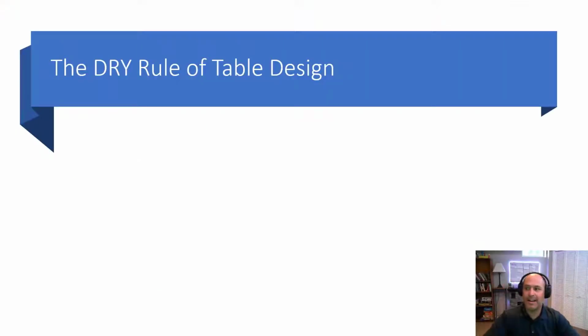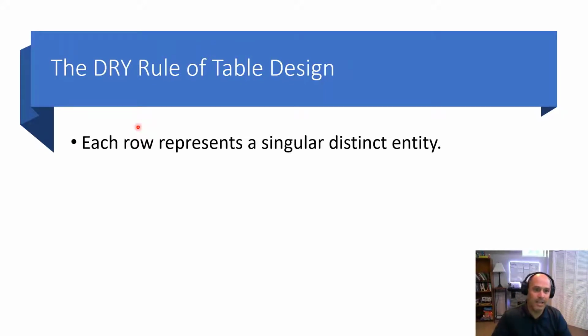So there's a lot of papers that have been written, and blog posts and textbooks, on how to build a good relational table. I'm going to distill this into the simplest form possible using what I like to call the don't repeat yourself rule of table design. That is the DRY rule of table design. So when you're thinking about what goes into a table and what doesn't go into a table, remember to keep it DRY. Each row represents a singular, distinct entity.